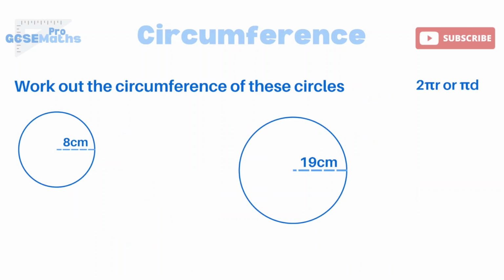So we're just going to jump straight into it. It says work out the circumference of these circles. I've written down both of the formulas up here so you can choose. So I'm going to be using pi d, but you can obviously work it out with 2 pi r and just check if you've got the same answer.